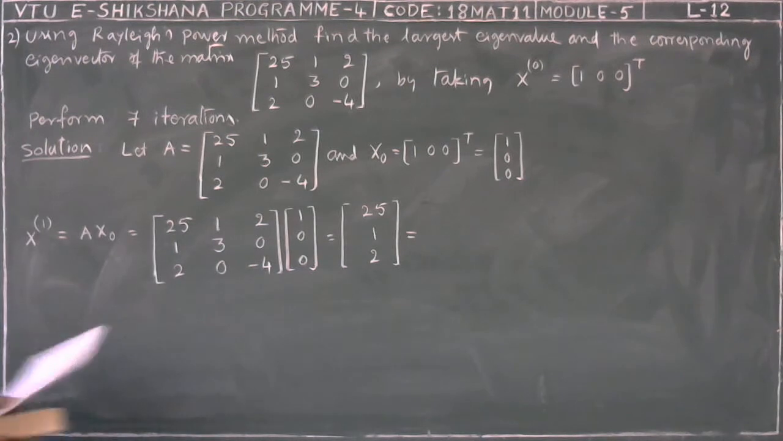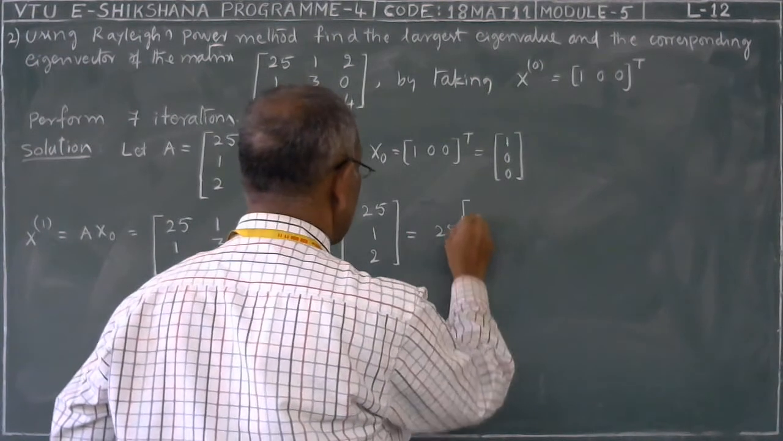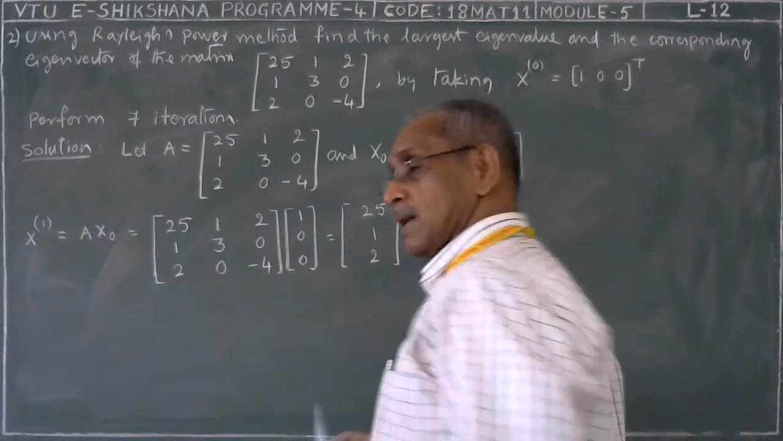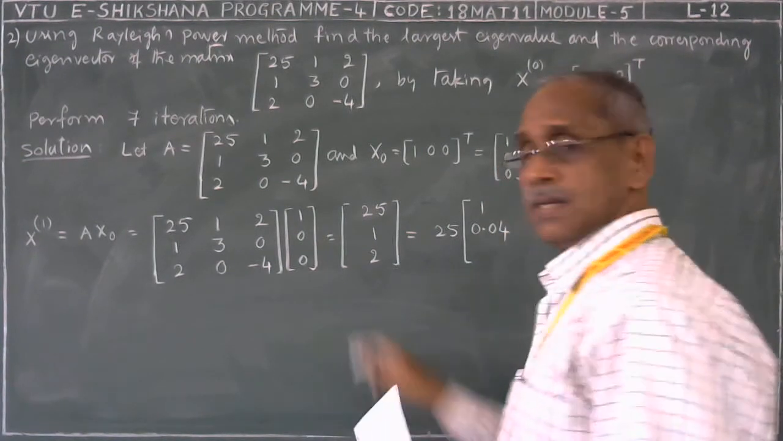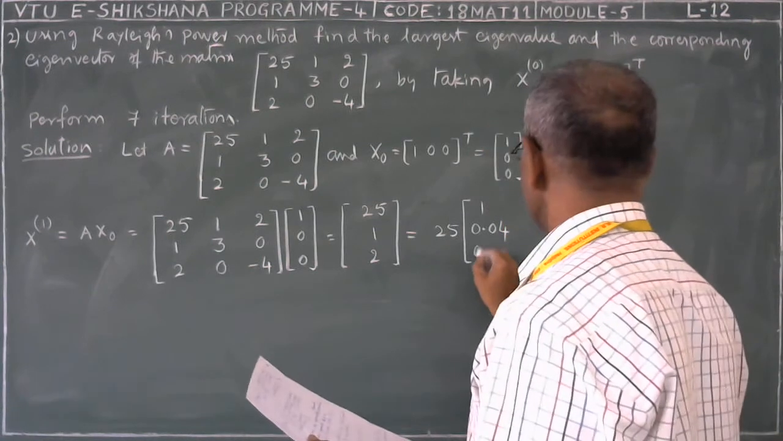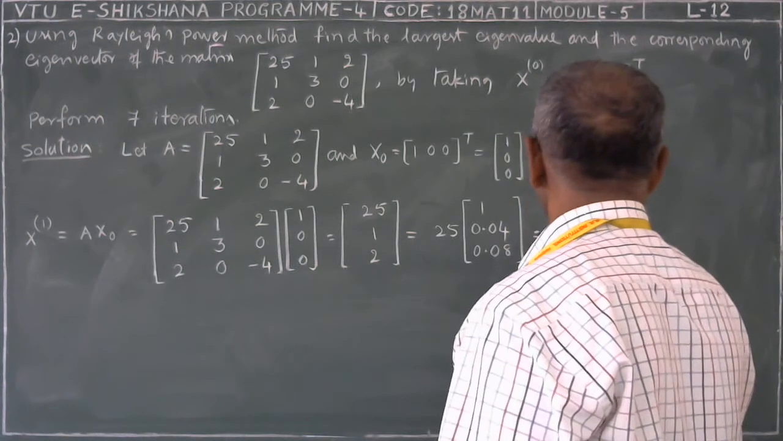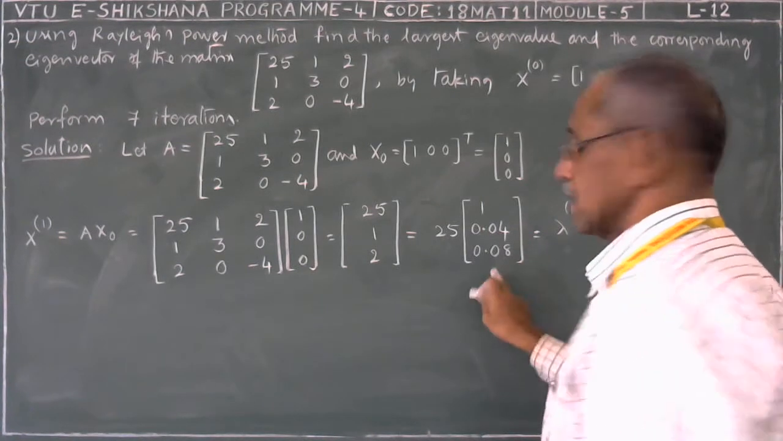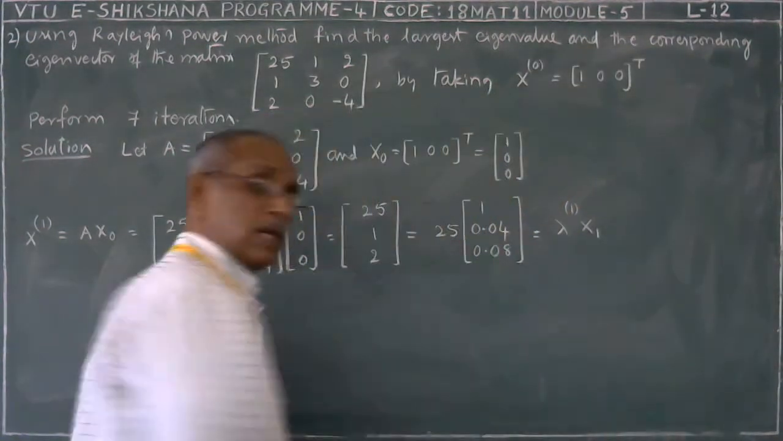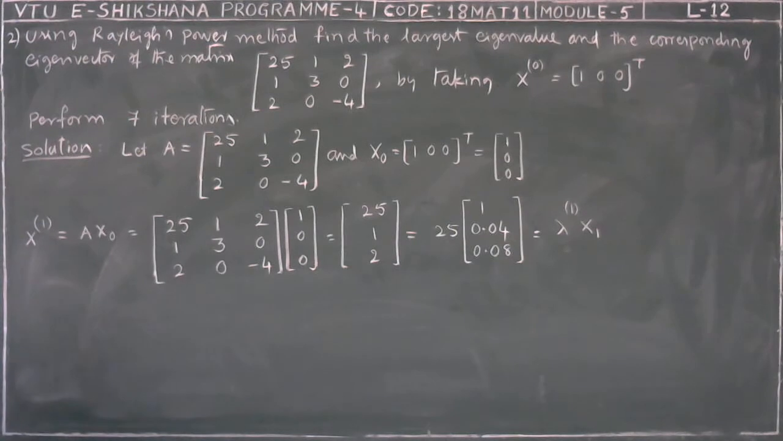The numerically largest value is 25. So take 25 outside. 25 by 25 is 1, 1 by 25 is 0.04, 2 by 25 is 0.08. So this is our lambda 1. 25 is lambda 1, and this is our x1. The first approximation to the dominant eigenvalue lambda, and the first approximation to the corresponding eigenvector, that is x1.